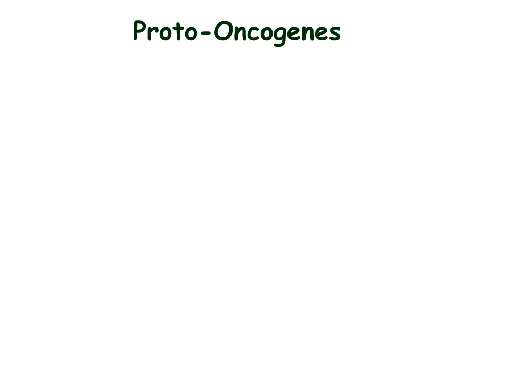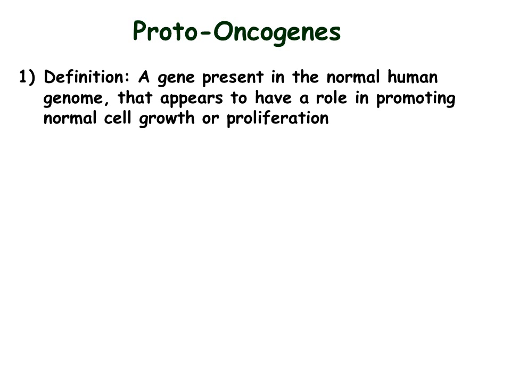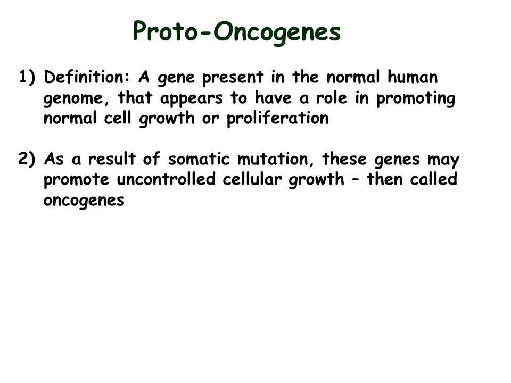Let's talk about each of these categories in a little bit more detail. So we'll start off with the proto-oncogenes, and this is where students have a little problem, because proto-oncogene just means that it's a normal gene. They have not sustained a mutation, and so they behave normally. So it's a gene present in the normal human genome, and it has a role in promoting cell growth or proliferation. In other words, it can go on and divide and make copies of itself.